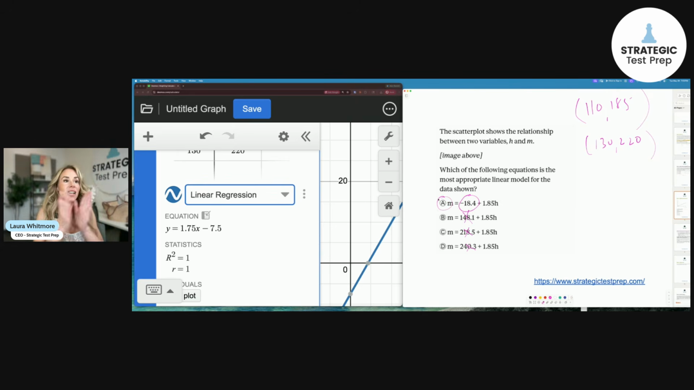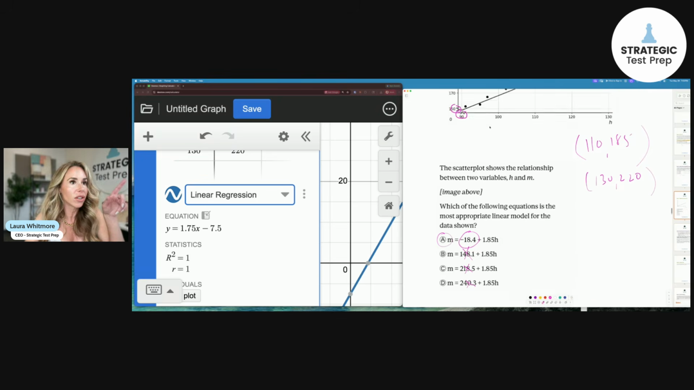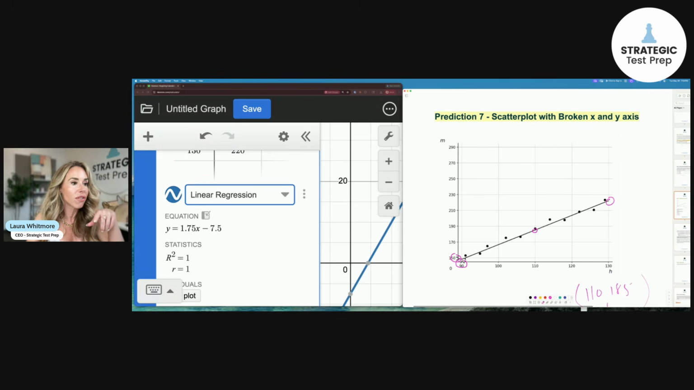So again, it's not going to be exact, but you'll be able to tell once you run the regression. The thing you don't want to do is just eyeball the graph and assume a y-intercept that's not really the y-intercept. So just keep an eye out for that.